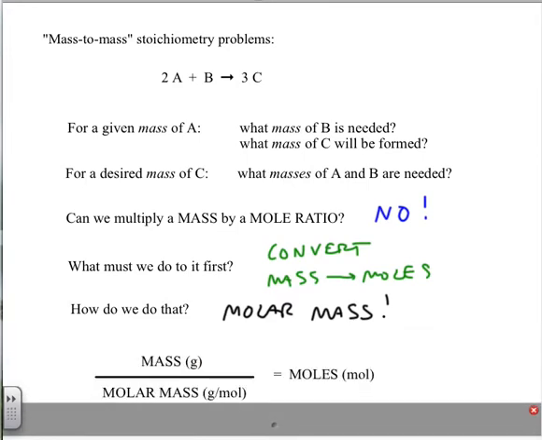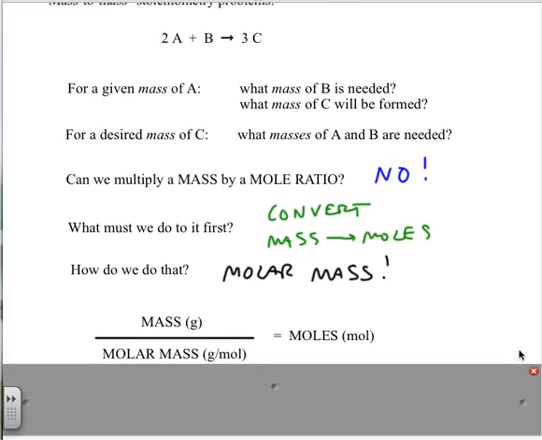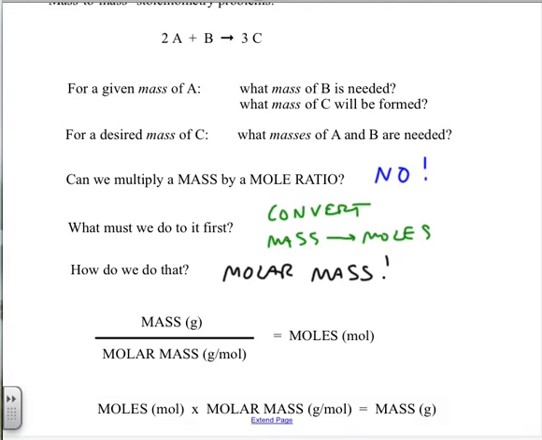If you're given the mass of a component and you want to know how many moles you have, you simply divide by the molar mass. Or if you're given the moles of a component, or you calculate the moles of a component, and you want to know how many grams you have, you simply multiply by the molar mass. So a mass-to-mass stoichiometry problem really is not that much more complicated than a mole-to-mole stoichiometry problem. The only difference is you do a gram-to-mole conversion at the beginning and a mole-to-gram conversion at the end. Not so complicated. Let's take an example.